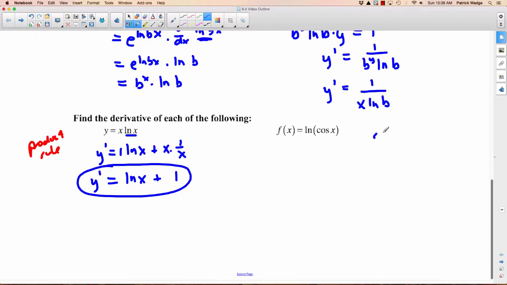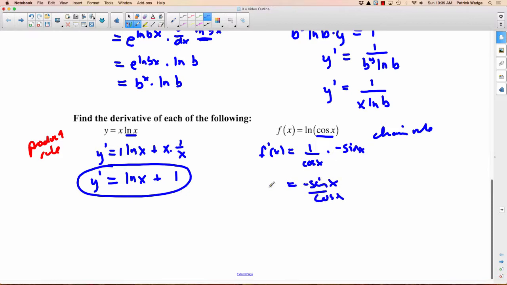Okay, next one. This one you're going to have to use the chain rule. So the outer function here is the natural logarithm of something. So how do you take the derivative of the natural logarithm? Just did it over here, you do 1 over. So we have 1 over cosine x multiplied by the derivative of the inner function. Well, the inner function is cosine x. What's the derivative of cosine x? It's negative sine x. So what we end up with is negative sine x over cosine x. But wait a minute, that's actually a trigonometric ratio that we can simplify. What's sine over cos the same as? That's tan. So we end up with negative tan x.